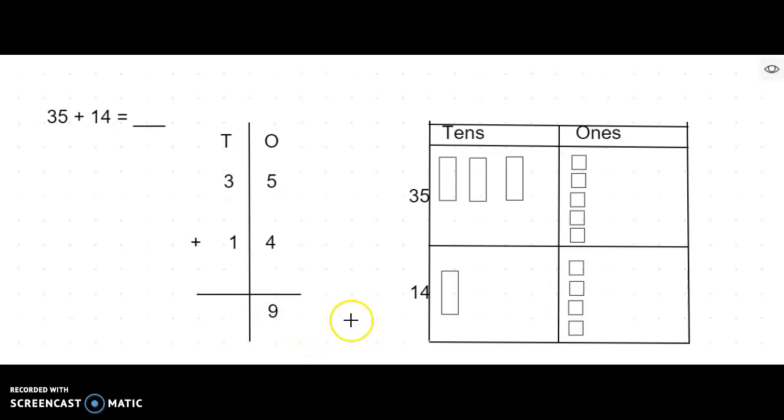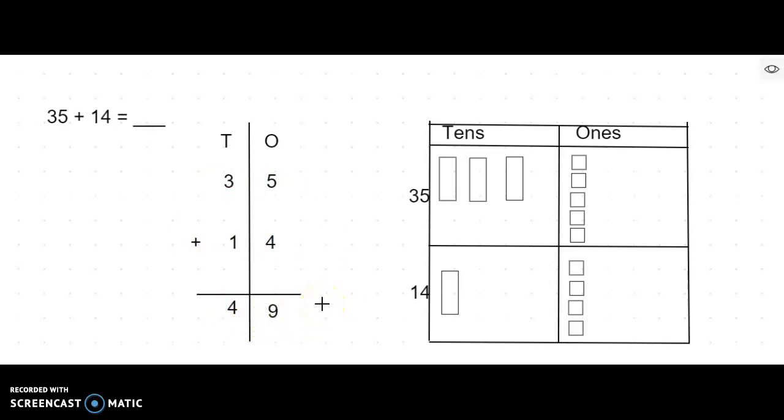Now that I've added my ones, I'm going to add my tens. I have 3 tens in 35 and 1 ten in 14. So I'm adding 3 plus 1. I bet you girls have got that in your head already, but I'm just going to count them up anyway to double check. Ready? 1 ten, 2 tens, 3 tens, 4 tens. 3 tens and 1 ten make 4 tens. All right. So I've added 35 and 14 together, and I'm left with 4 tens and 9 ones.